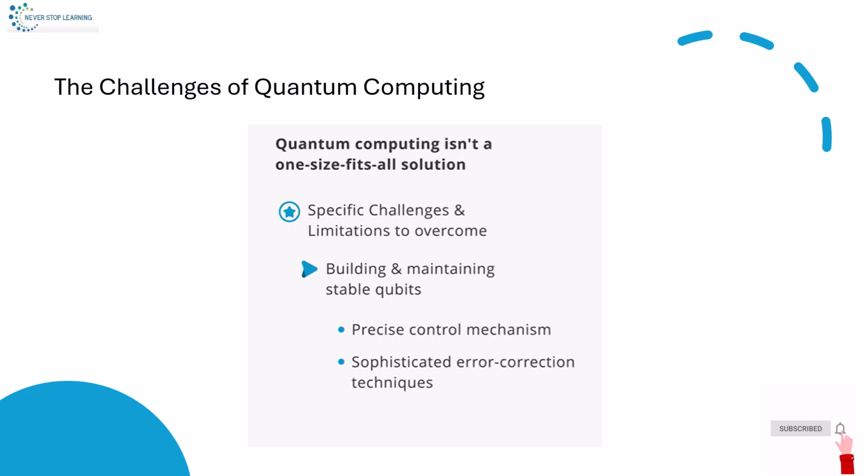And one more is specialized use cases. Here quantum computers excel at specific types of problems like optimization problems or simulations, but they won't replace classical computers for general purpose tasks. So that's all for this particular video.